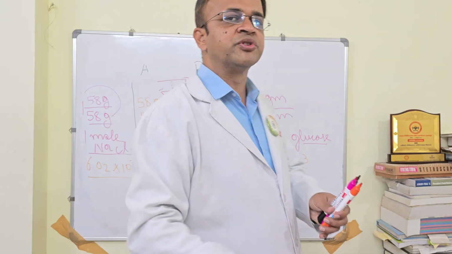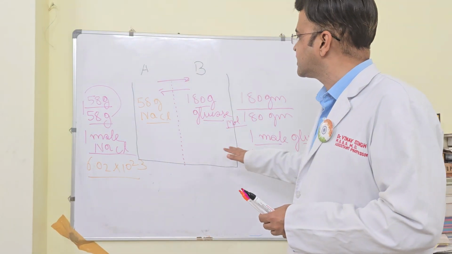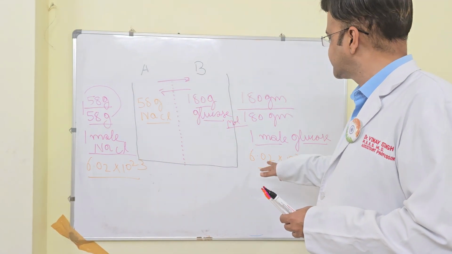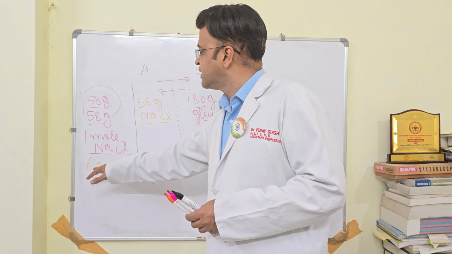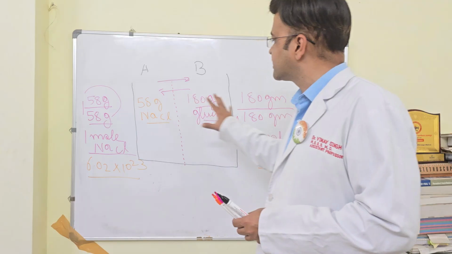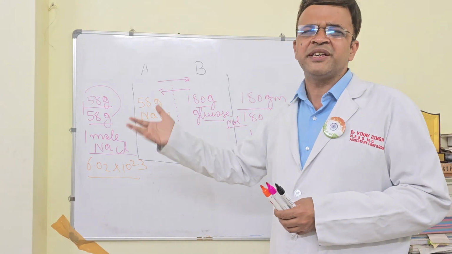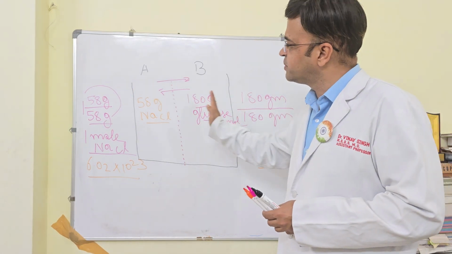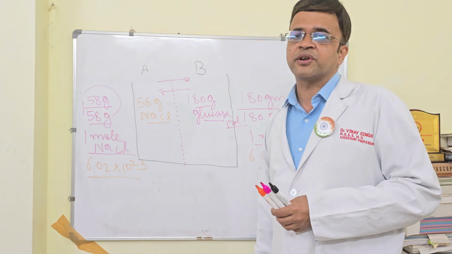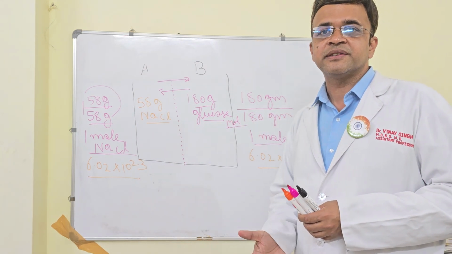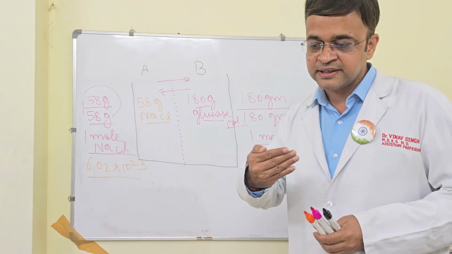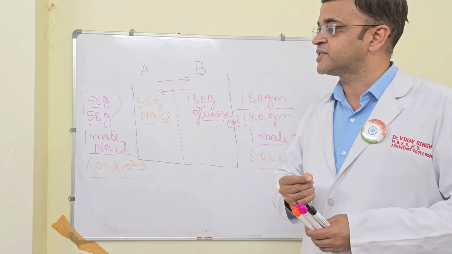Many students come up to this step and say, okay, we have got the answer. 1 mole over here, 6 into 10 to the power 23 particles. 1 mole over here, 6.02 into 10 to the power 23 particles. So we have our answer that there will be no flow. Many students have written that there will be no flow of water because we have the same number of particles on both sides. But that's not the answer. There is a further twist involved.